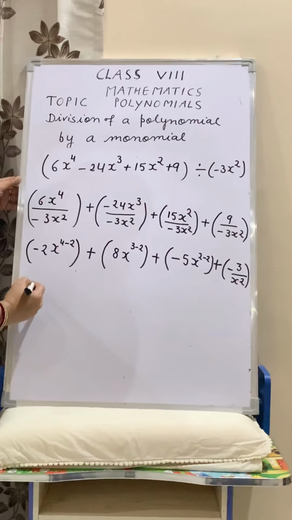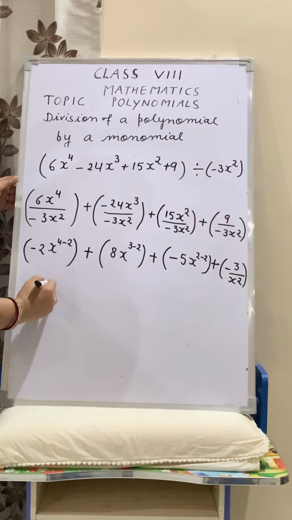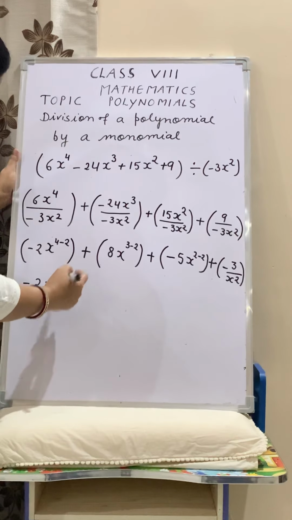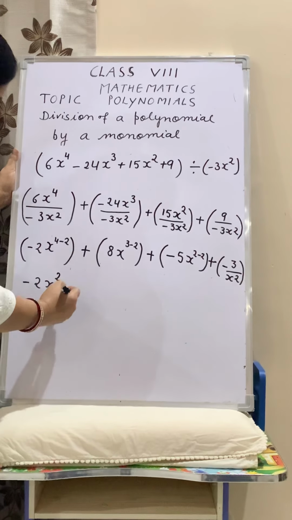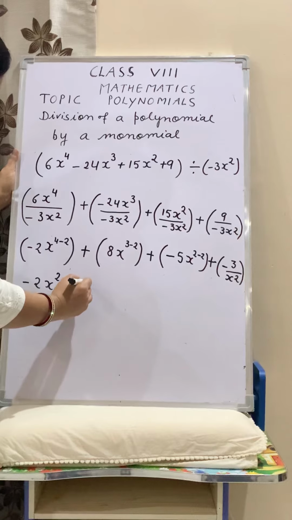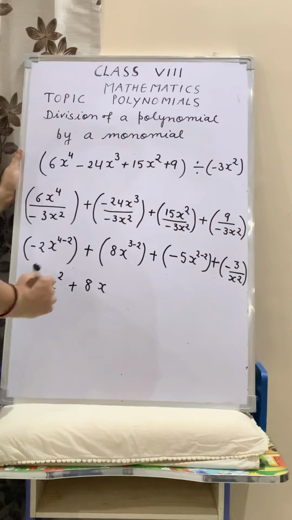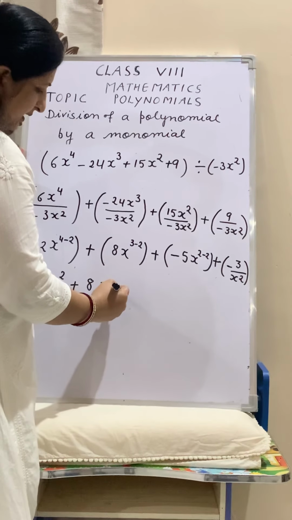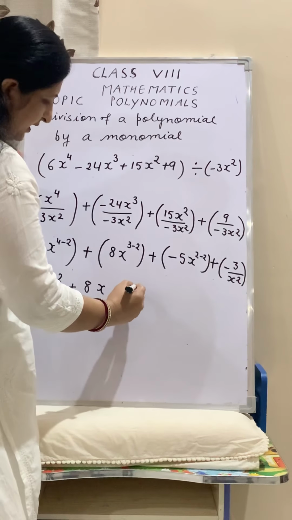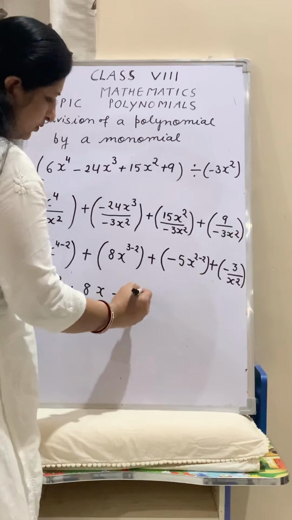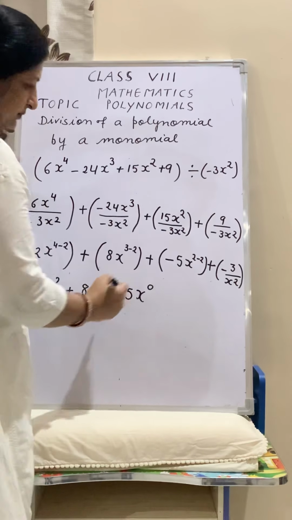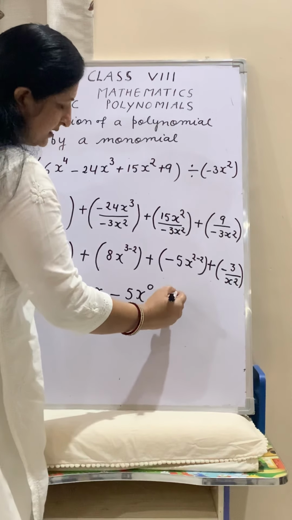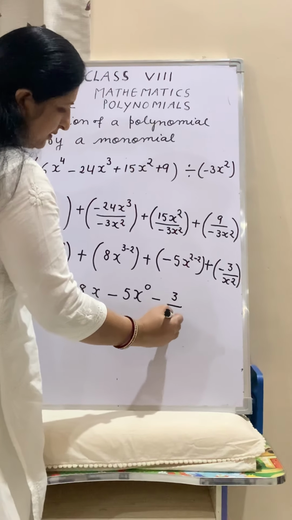Now minus 2 x raised to power 2, it is plus, it is plus. We will write here plus 8x, it is plus, it is minus. Now it is negative 5 x raised to power 0, and it is plus, it is minus. We will write here minus 3 by x raised to power 2.